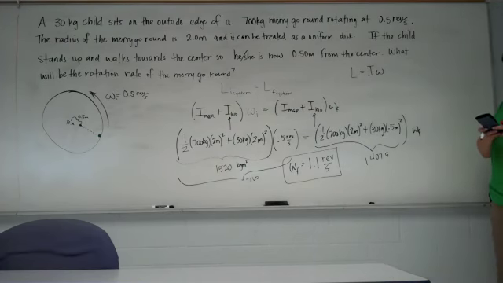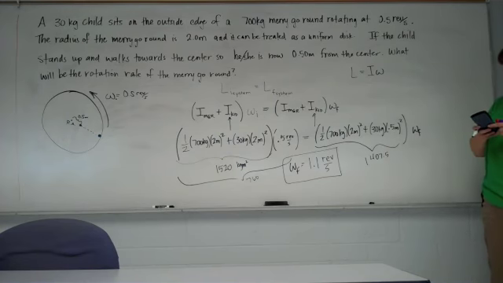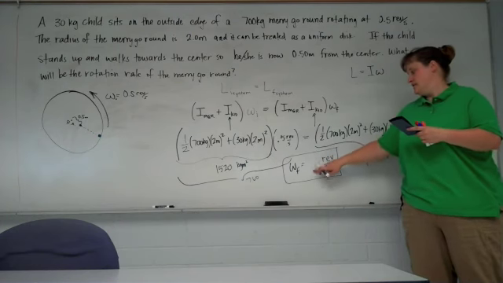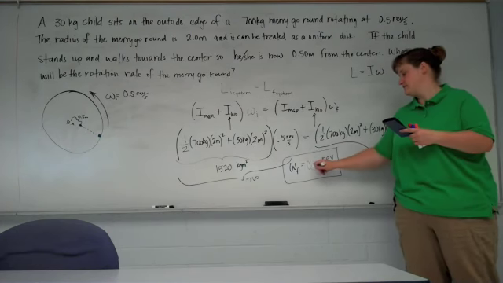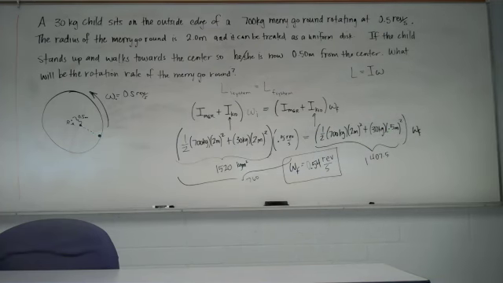Let me try that again. 0.5 times 700. I get the same number here. Yeah, that number's right. Yeah, so 0.54. I'm not sure what the mistake was, but there's certainly a mistake somewhere.